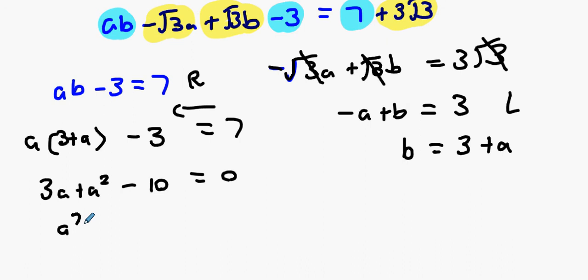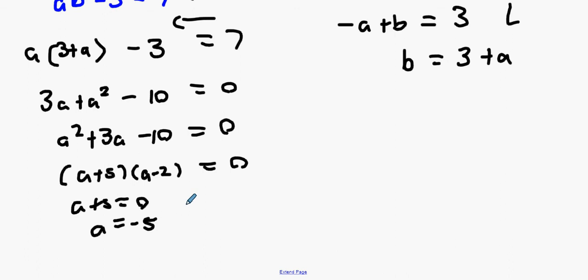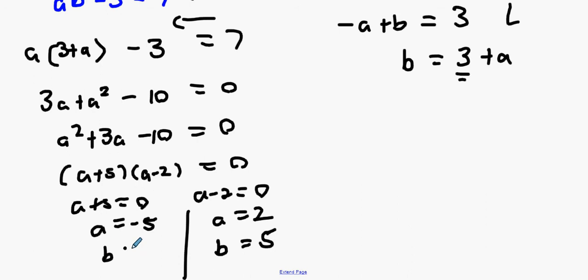That's A squared plus 3A minus 10 equals 0. We're going to get two A values. A plus 5, A minus 2 equal to 0. A plus 5 equals 0. A equals minus 5. A minus 2 equals 0. A equals 2. Haven't got full marks yet because we need to find out the B values as well. Whatever the A value is, add on 3, and you should get B equals 5 and B equals minus 2.